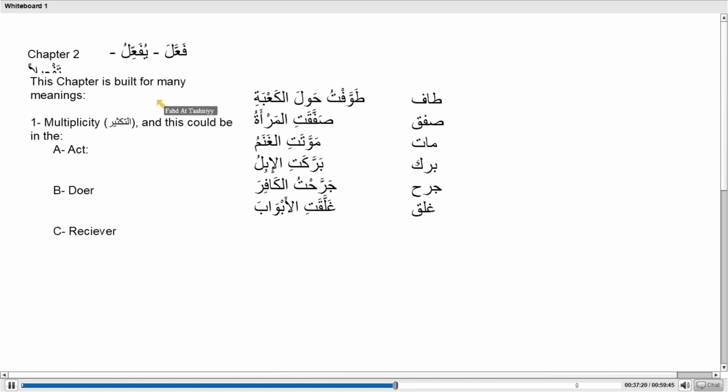يعني when you said طوفت, you don't want to tell the person you're speaking to, hold on, concentrate on what I'm saying, inshallah, and you will get it, that there are many people who have circumambulated around the Kaaba. But you want to say that a single person did that a lot of times. So you want to show the multiplicity where? In the action. Okay? Now, can this be said about mawatat al-ghanam?